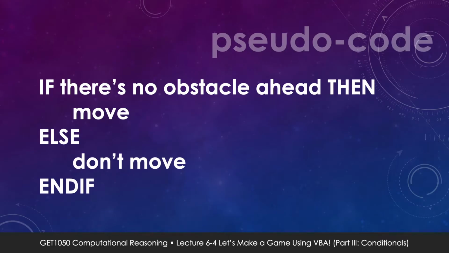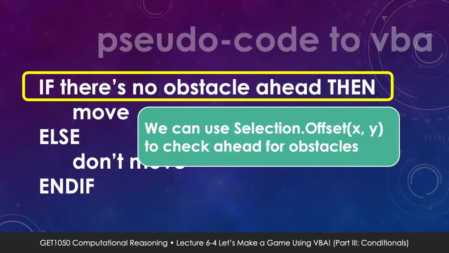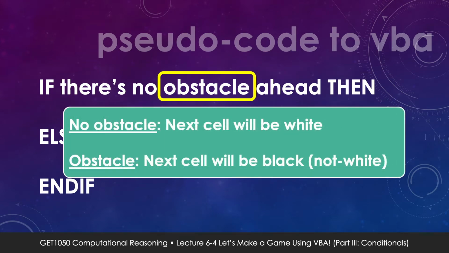Let's plan this out using pseudocode first, shall we? If there's no obstacle, then move. Else, that means if there's an obstacle, don't move. Pretty simple, right? Let's convert this to VBA code. How do I know whether there's an obstacle in front of me? Here's a hint: I can use offset XY to check. Second hint: a black color cell represents an obstacle, whereas a white color cell represents a clear path.